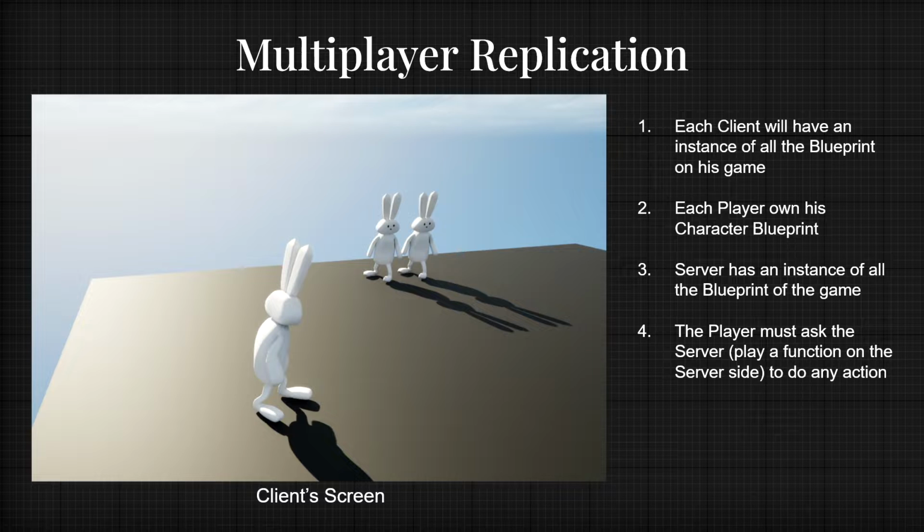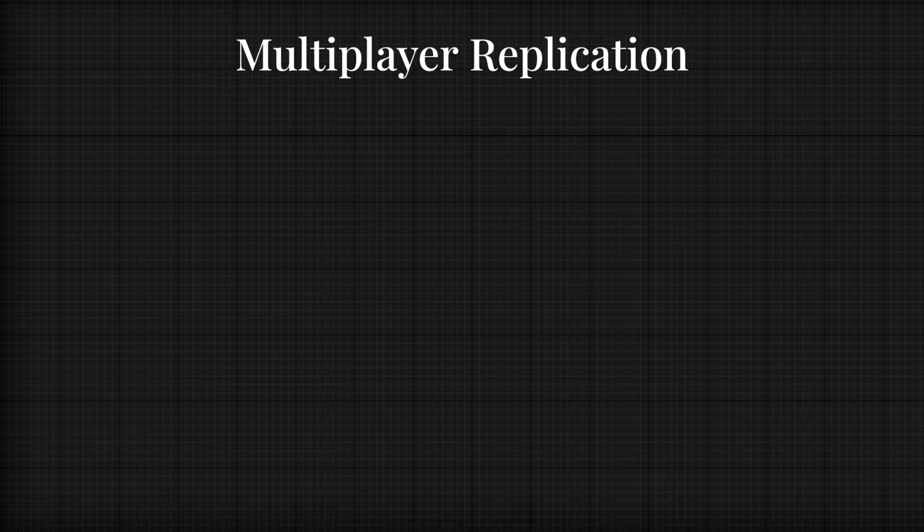When a player wants to do an action, he actually needs to ask the server if he can do that. So to do that, we will call a function on the server side to do the action. And if the action is successful or if something happened, the server will send the result to one player or to all the players. And to do that, we will use some events.